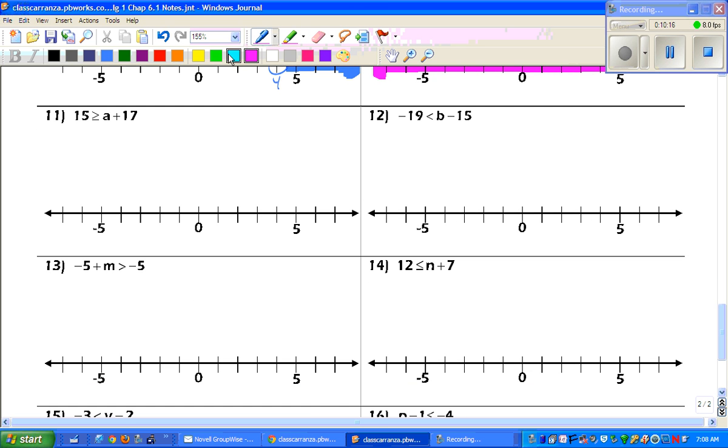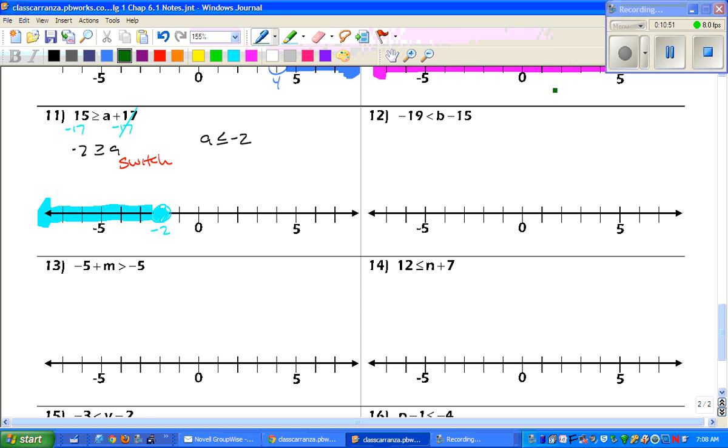All right, number 11. Solve for the a. We're going to subtract 17 to both sides. We get -2 greater than or equal to a. We have to switch this because it's not in proper form. The Pac-Man is eating the -2. So at -2, we are closed. And it is less than, so we shade to the left.